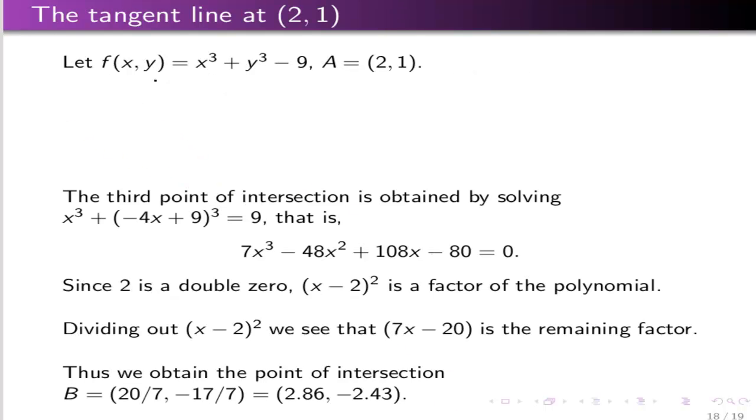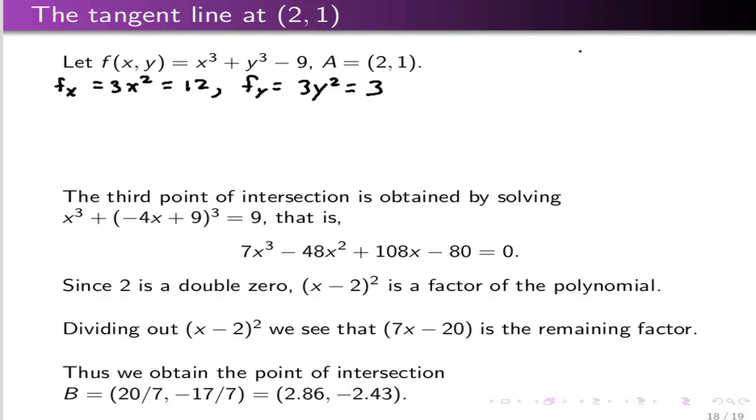So here's the curve. F of x, y is x cubed plus y cubed minus 9. I'm starting at the point (2, 1). So we have to find the tangent line. So find the partial derivatives. So F_x is 3x squared. Evaluate that at (2, 1), and we get 12. F_y is 3y squared. Evaluate that at (2, 1), and you get 3.